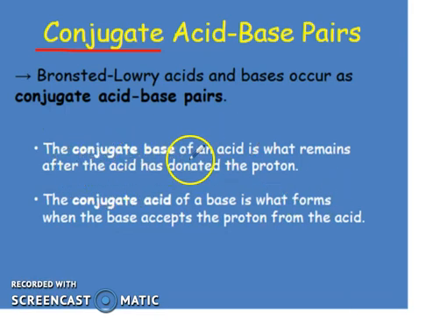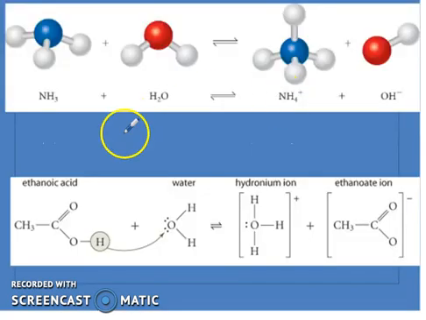A conjugate base of an acid is what remains after the acid has donated the proton. So on the product side, it's what's left over after the acid has given away the hydrogen, because now it's going to have to accept it. Conjugate acid is what's left over after the base accepts the proton, because then it would have to give it away to go backwards. So here are our examples again.